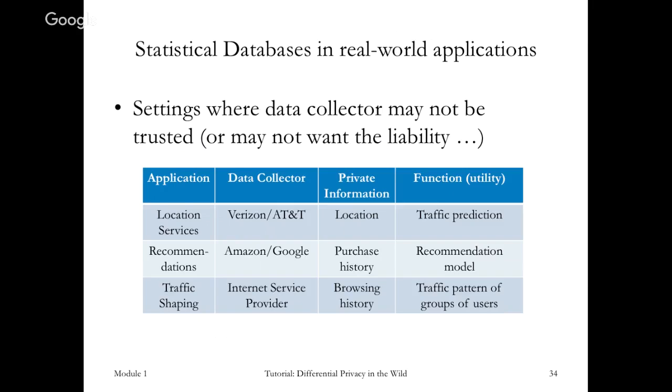The private information may be the location of individuals, and the function you want to compute is traffic prediction. You want to use these locations of individuals to do traffic prediction. Okay? All right, any questions at this time?